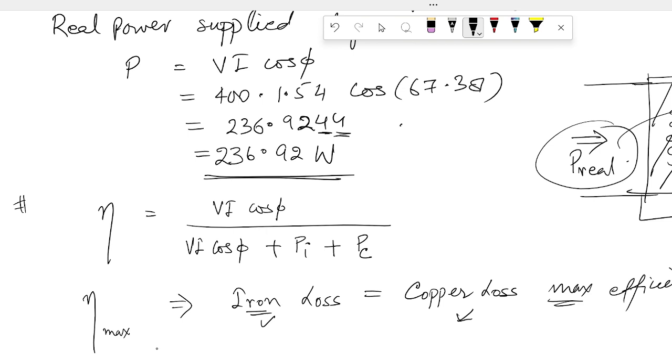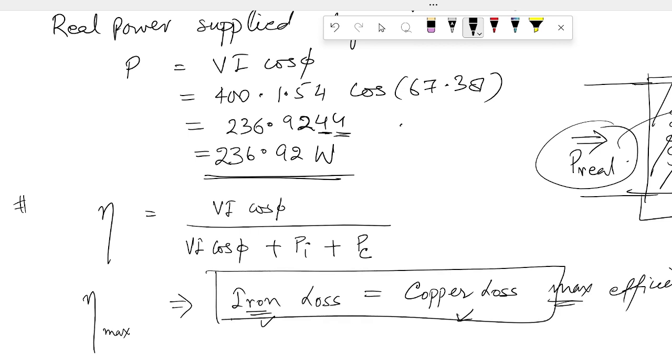Now we have the maximum efficiency condition, that iron loss will be equal to the copper loss. So if I give you a question to find out the maximum efficiency, okay, note down the question.